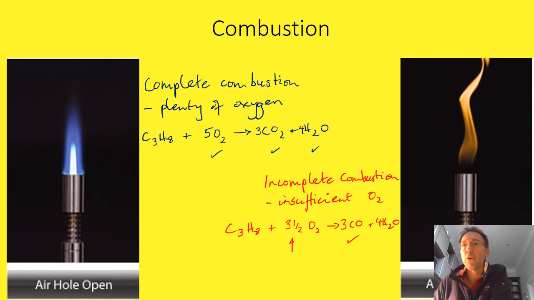And that's a problem because carbon monoxide is poisonous. It causes breathing difficulties because the carbon monoxide binds to the hemoglobin in the red blood cells, and it binds to the same sites in the hemoglobin that oxygen wants to bind to, and so it stops oxygen getting into your cells.